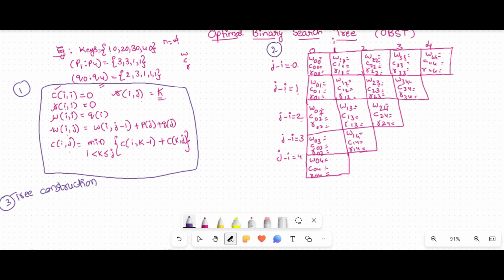Now see, if both indexes are same, W00 is Q of 0. What is i here? 0. So Q of 0. What is Q of 0? Here you will get 2. This is Q0, Q1, Q2, Q3, Q4: 2, 3, 1, 1, 1. If both are same, C00 is 0, R00 is 0. That's why here the values are zeros. Both are same, na? Both are same. Now let us start the next row.